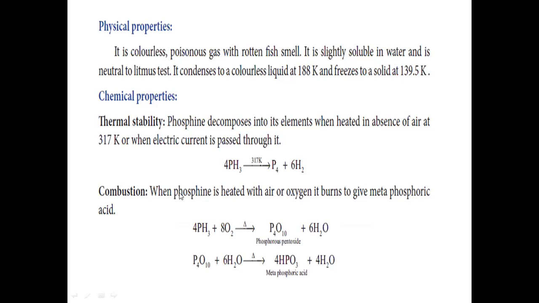Next one is combustion. In the absence of air, when we heat that compound, it gives phosphorus and hydrogen. Next one is combustion. Combustion means we heat the phosphine in the presence of air or oxygen. Phosphine plus oxygen gives phosphorus pentoxide. Dissolving the phosphorus pentoxide in water gives metaphosphoric acid. This metaphosphoric acid, when treated with water, gives orthophosphoric acid.